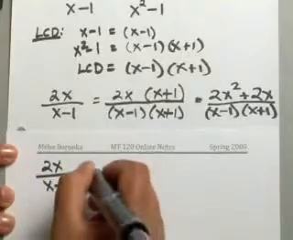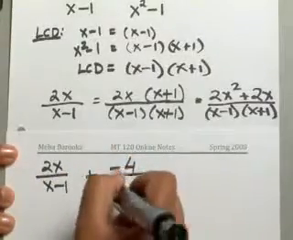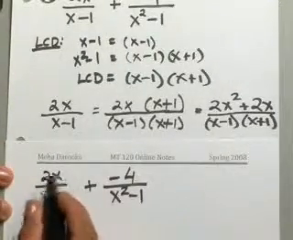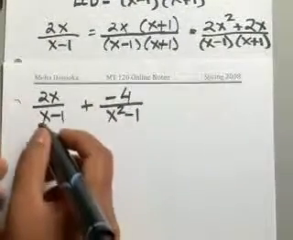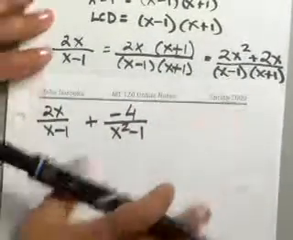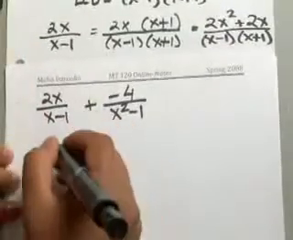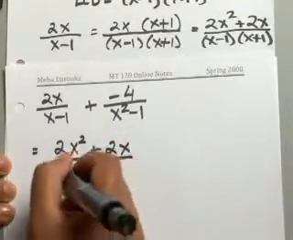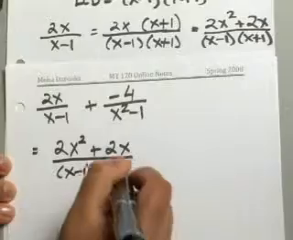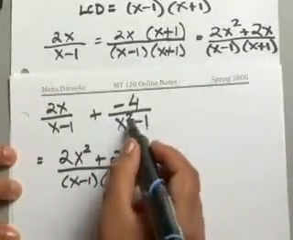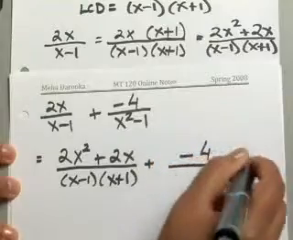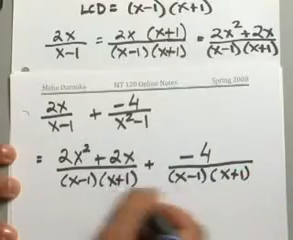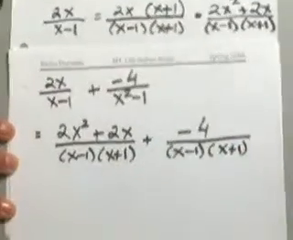So when you try and add these two expressions together, you should end up with 2x over x minus 1 plus negative 4 over x squared minus 1. When you rewrite this first expression as an equivalent expression, you will have, as we saw here, 2x squared plus 2x over x minus 1, x plus 1. And remember, we said the second expression stays the same, so negative 4, and I'm just going to write the denominator in its factored form. So it's the same thing as your least common denominator.